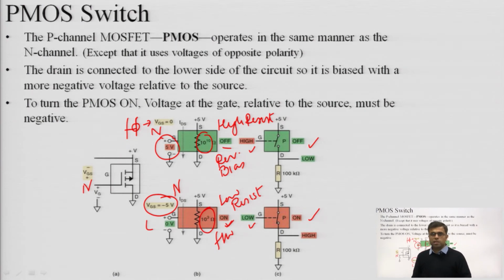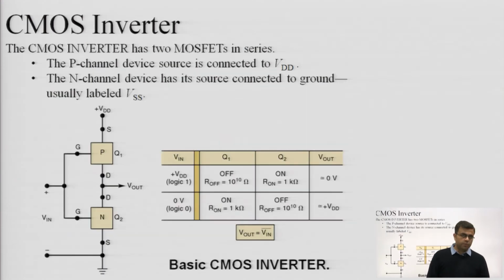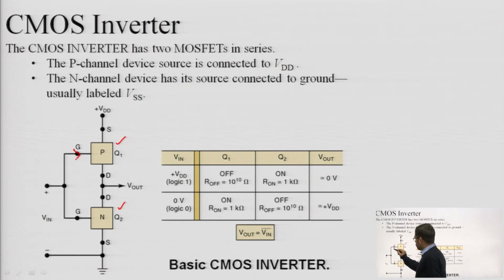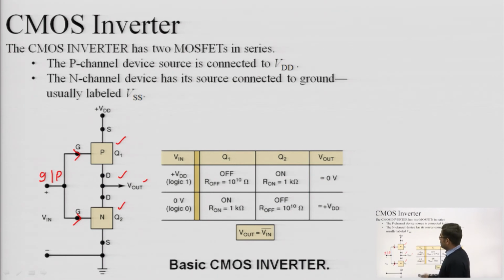So the CMOS is actually a clubbing of both PMOS and NMOS. This arrangement: this is PMOS, this is NMOS. The gates of both are combined and connected to the input. And the drains of both are shorted together, and that is the output terminal. The source of PMOS is connected to the high supply and the source of NMOS is connected to the ground supply. Okay.